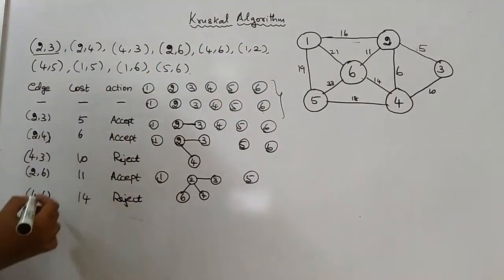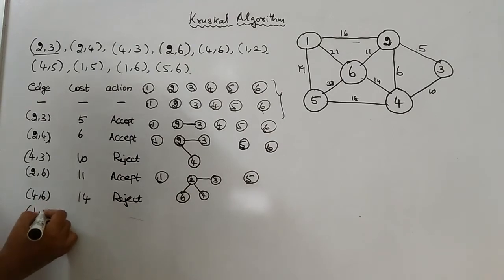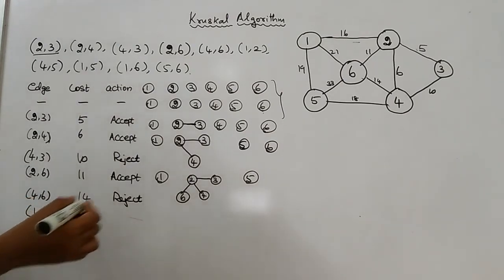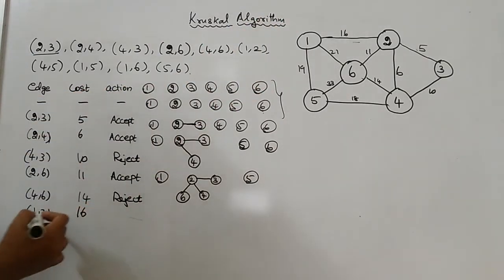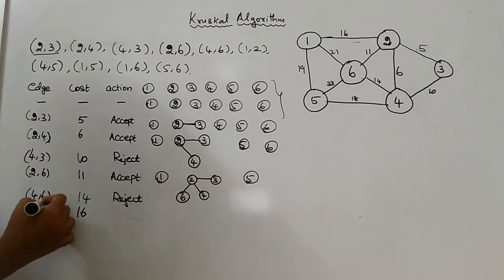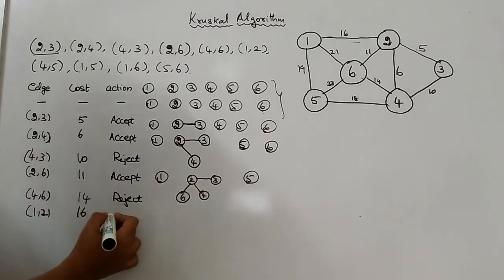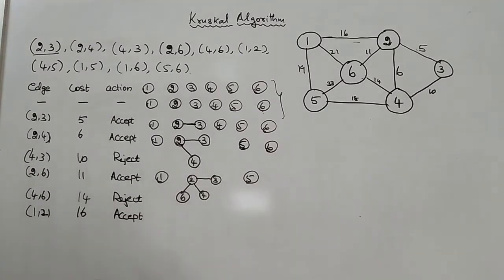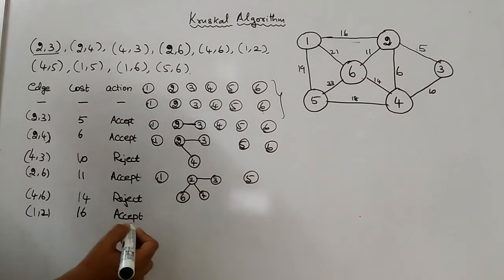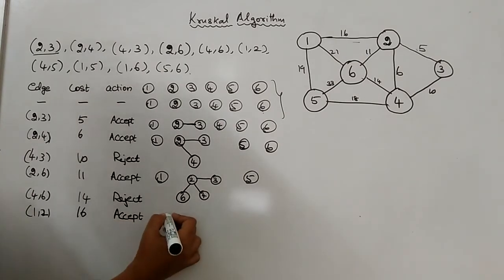Next one is 1 comma 2. When I am taking 1 comma 2, what's the weight? It's 16, so you just write 16 here. The 2 is already covered in this tree, but 1 is not covered at all. So we can accept it. If any of the vertices is not covered at all, then you can accept that edge.